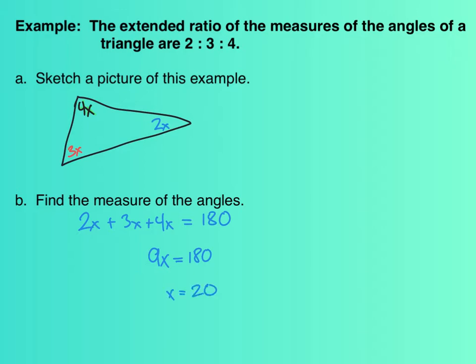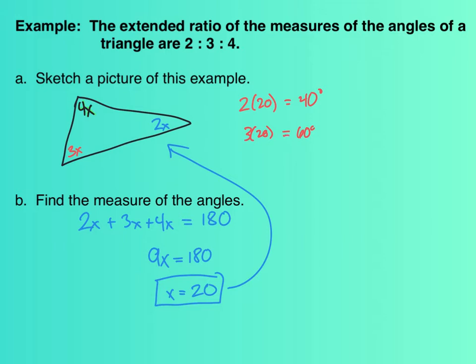All right. Now, I don't want to know what x is. I want to know the measure of the angles. So 20, I would bring that up to my picture up here. And 20, so I would do 2 times 20, which equals then 40 degrees. 3 times 20, which is then 60 degrees. And 4 times 20, which is 80 degrees.